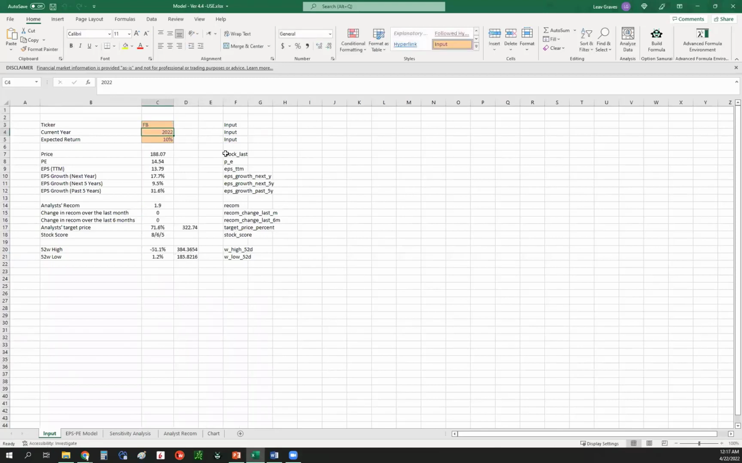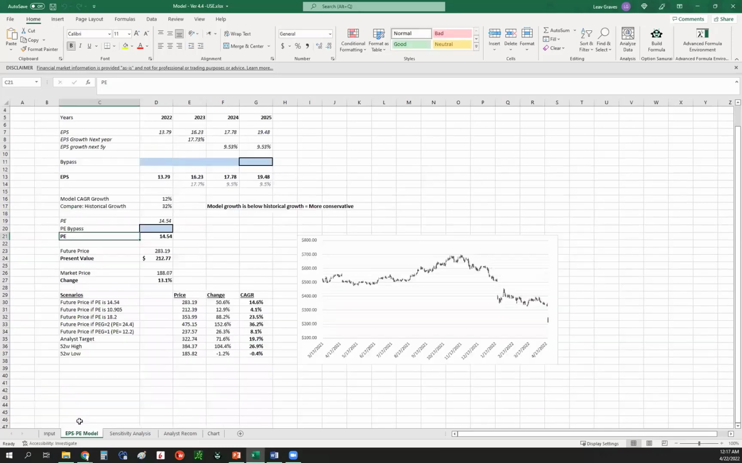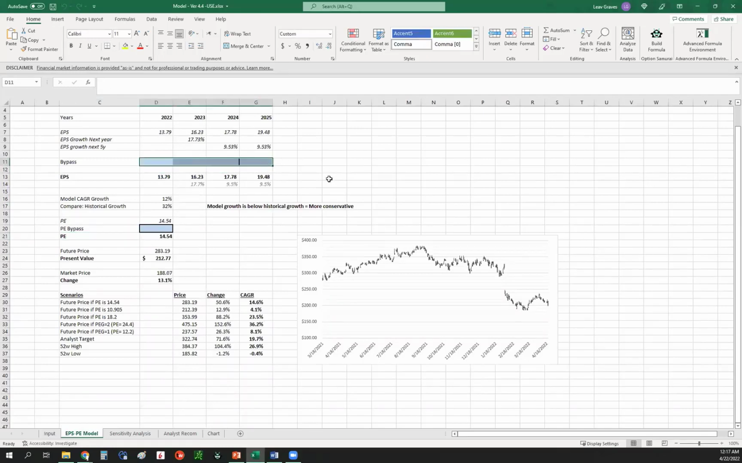Let's just, for example, use Facebook, and I'll show you how it works. So I put Facebook, I put what is the current year and what is the expected return I want per year. And then all the other information is being imported by Option Samurai. I then go to the EPS model, and the blue cells are cells that I control, and the rest are being populated automatically.